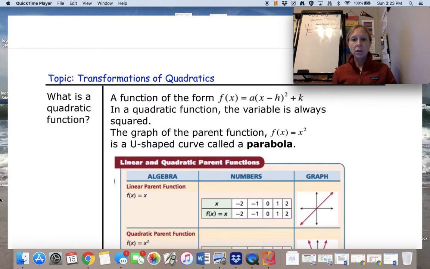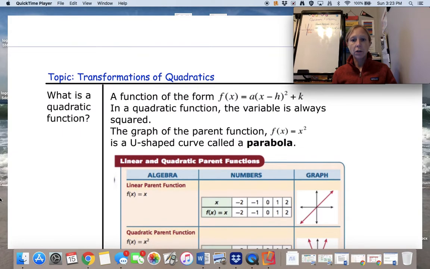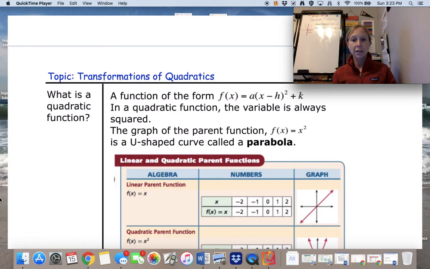Now before we actually start transforming quadratic functions, let's look at the parent function itself. So a quadratic is a function of this form, okay, that's our vertex form, and the parent function in particular is x squared. The U-shaped curve that a quadratic function makes is called a parabola.